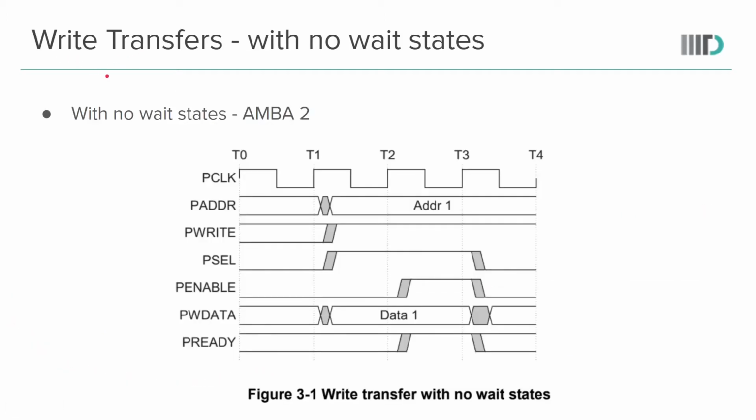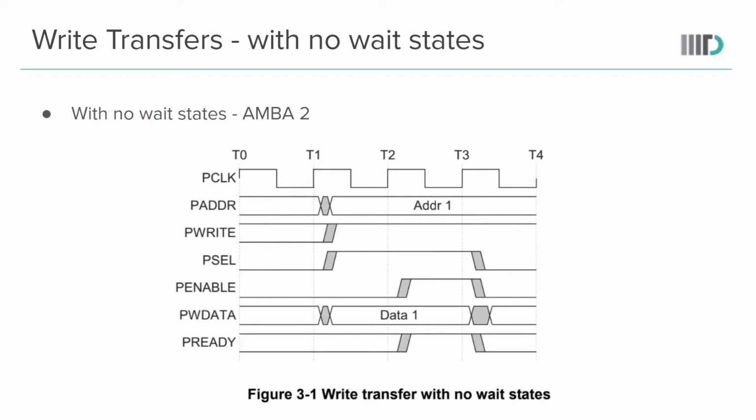This is the write transfer with no wait states. No wait states was first seen in the AMBA 2 protocol. So here, one thing we should know about the APB transfer is that it must be of two states. The write data from the APB master must be valid for two clock cycles of the transfer in order for the transfer to be successful.